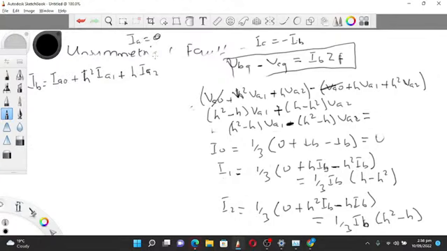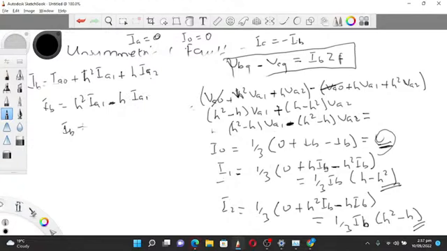But we know that IA0 is 0. When we wrote the symmetrical components, we realized that I0 gave us 0. I1 gave us something, I2 gave us something, but I0 gave us 0. So that means our IB is equal to h squared IA1. But the relationship between I1 and I2 is that I2 is the negative of I1. That means I can write this as minus h IA1.